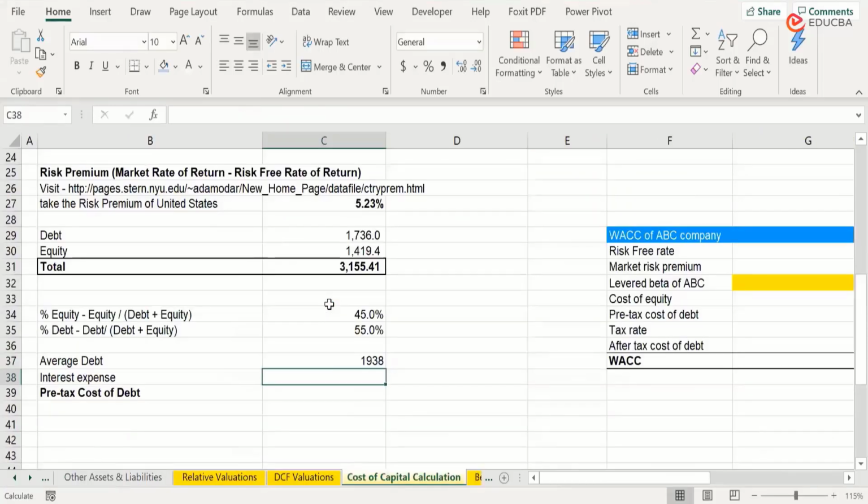Why do we always stick to average debt, and why not the opening part of the debt only or the closing part of the debt? We don't take that because we are giving an approximate measure. We don't take the opening balance or ending balance because throughout the year there could be some variance. What if you had paid up your debt somewhere in the middle of the year?